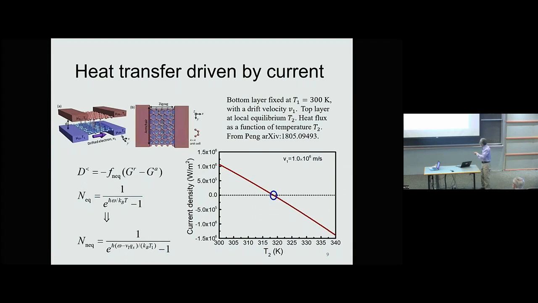The interesting thing in this system is that even if you have equal temperature between top and bottom, if you drive the bottom, then there is a heat transfer, even though the temperatures are the same, which is not against the second law because they are not in equilibrium. If you increase the temperature of the top, this decreases, and eventually reverses sign because the top becomes much hotter than the other side.